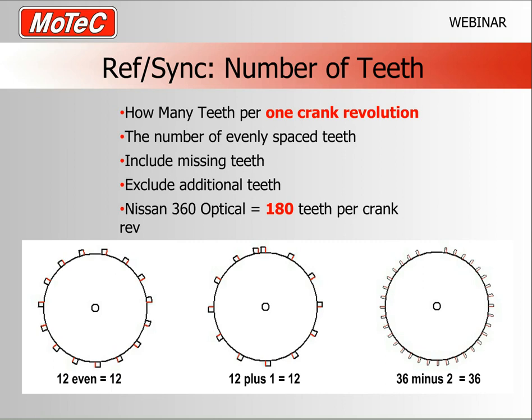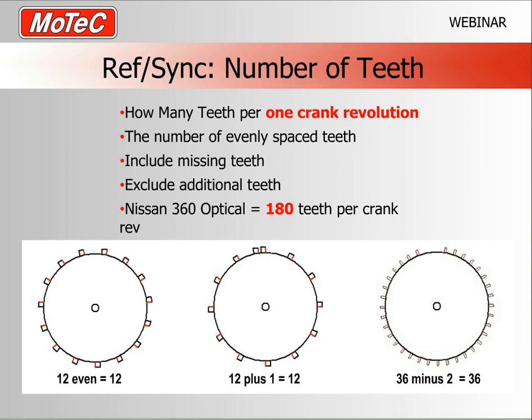And to the right, probably fairly common these days, a 36 minus 2. So they've machined 36 teeth, cut 2 of them off, but again, as far as the ECU is concerned, that is 36 evenly spaced teeth. The ref sync mode takes into account that 2 of them are going to be missing, or there's going to be a single additional tooth.